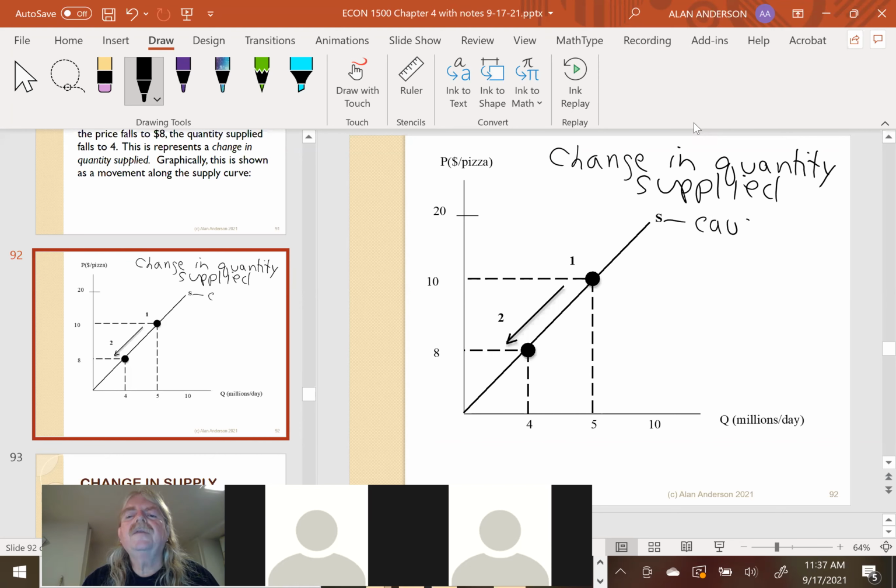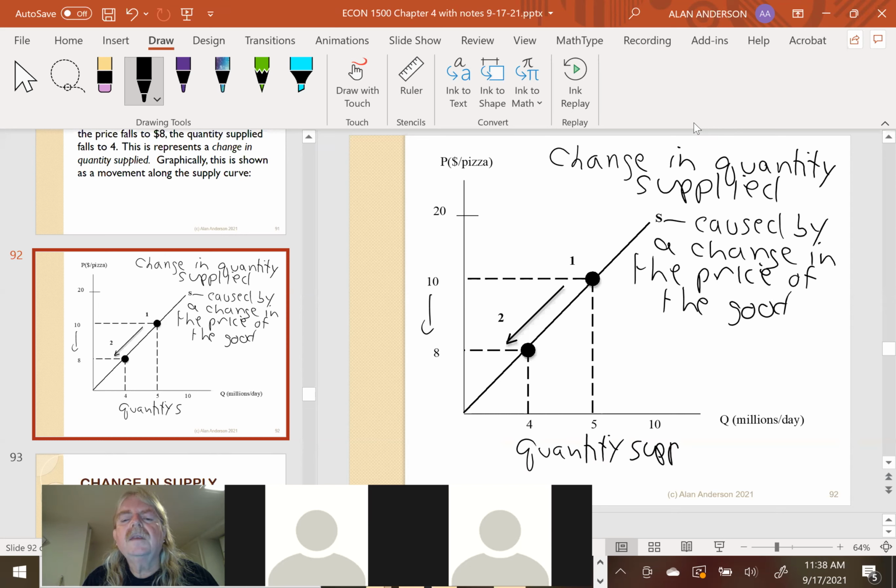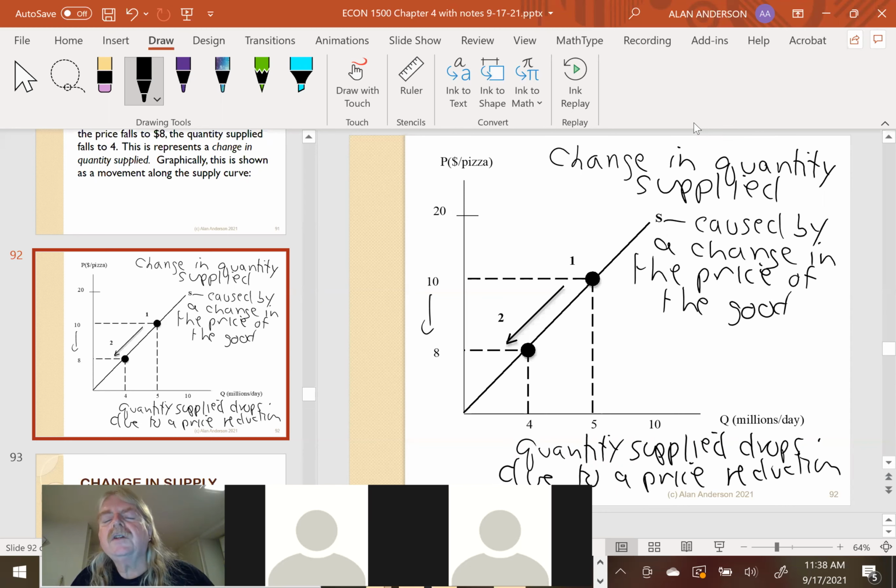This is caused by a change in the price of the good. And we can go either up or down. Here it just so happens the price was reduced and therefore the quantity supplied drops. So the quantity supplied drops due to a price reduction. So nothing else has changed. It's just the price. So we call this a change in quantity supplied.